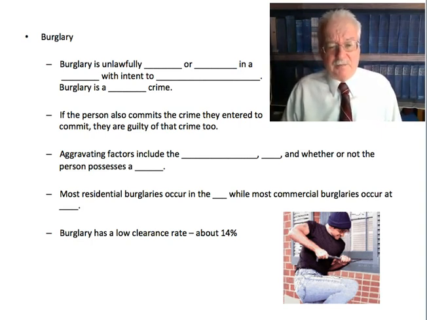Aggravating factors for burglary include the type of premise. It is much more serious to burglarize a home, a domicile where people live, than it is a warehouse or a factory. Another aggravating factor is the time. It's more serious to burglarize at night than in the daytime, because obviously things are more scary at night. And it's also more serious a burglary if you are armed with a weapon.